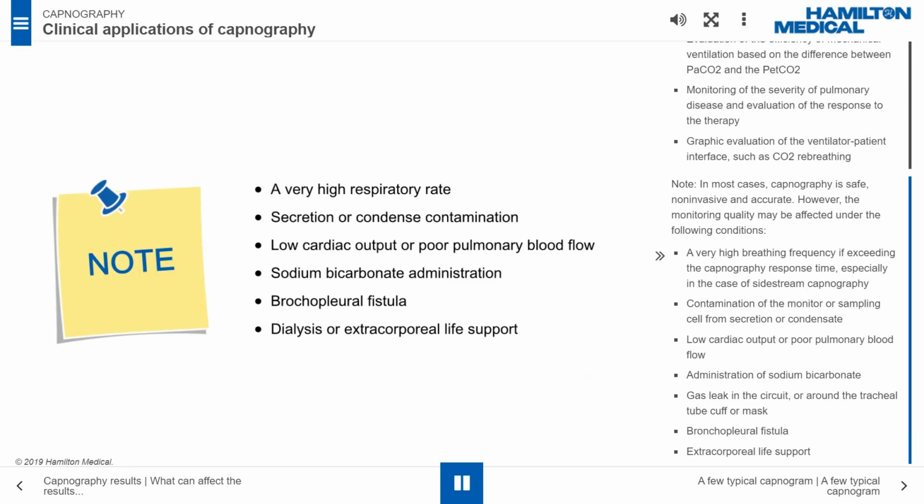Note: in most cases, capnography is safe, non-invasive and accurate. However, the monitoring quality may be affected under the following conditions: a very high breathing frequency exceeding the capnography response time, especially in the case of Sidestream capnography. Contamination of the monitor or sampling cell from secretion or condensate. Low cardiac output or poor pulmonary blood flow. Administration of sodium bicarbonate. Gas leak in the circuit, or around the tracheal tube cuff or mask. Bronchopleural fistula. Extracorporeal life support.